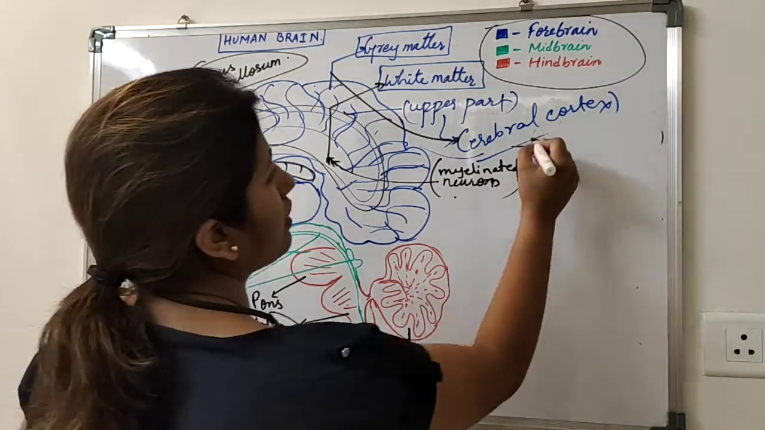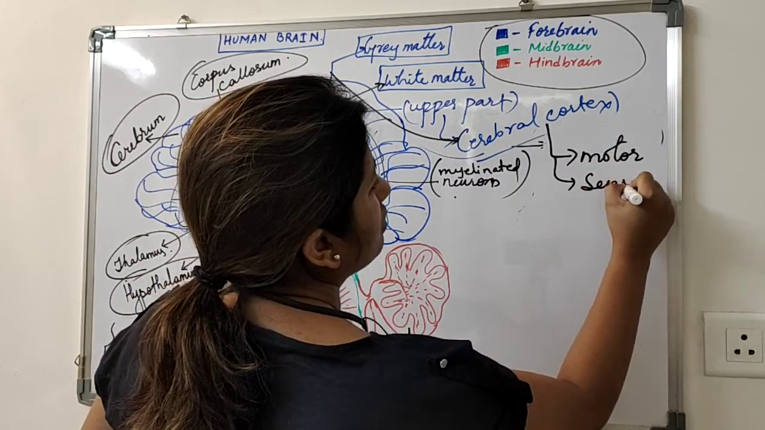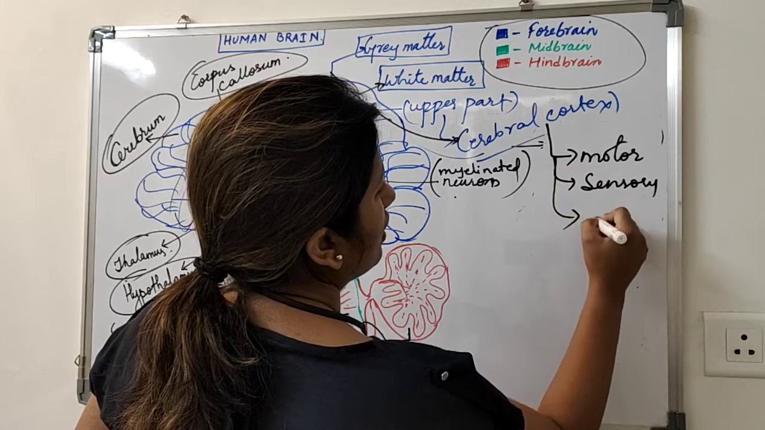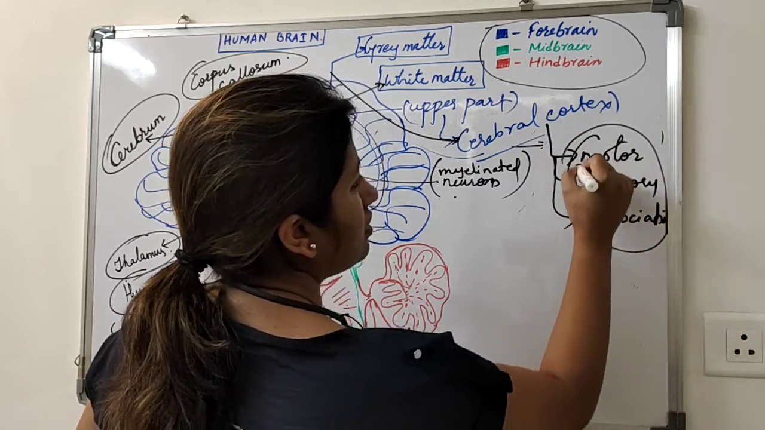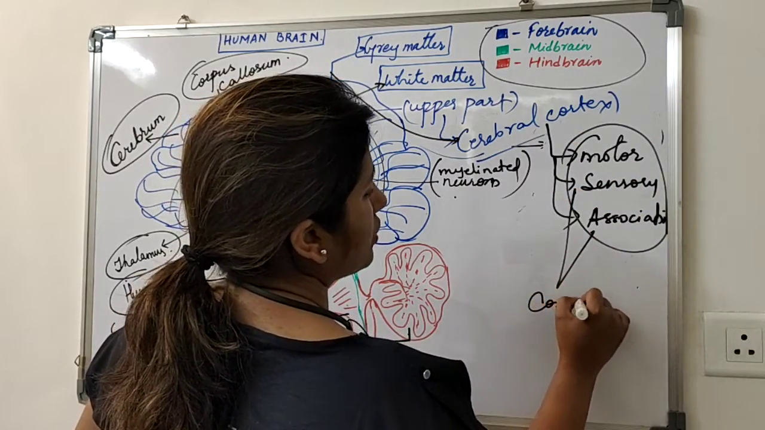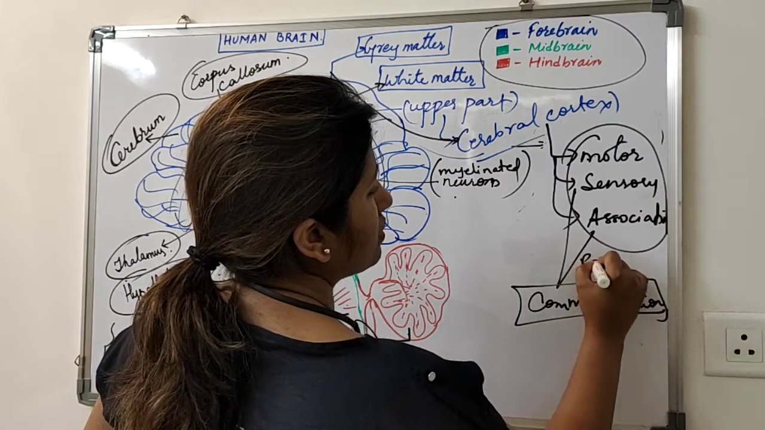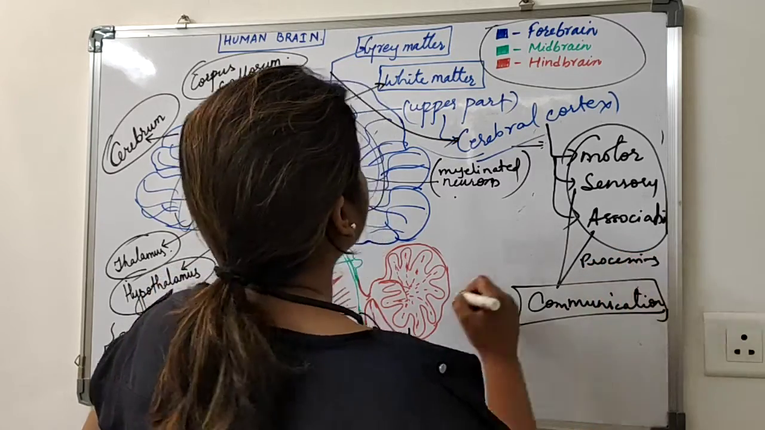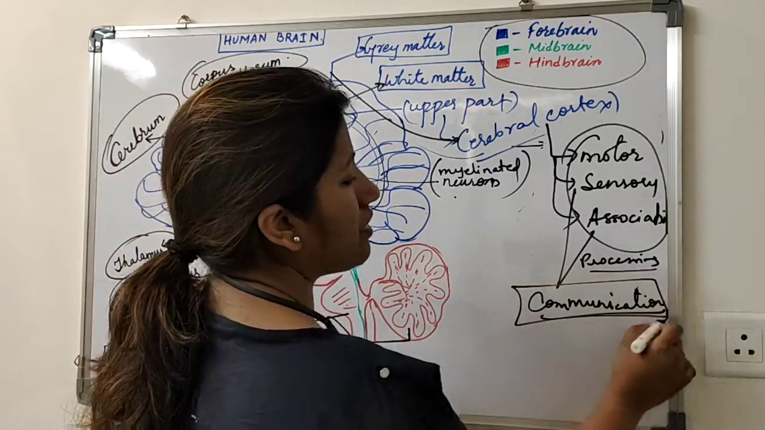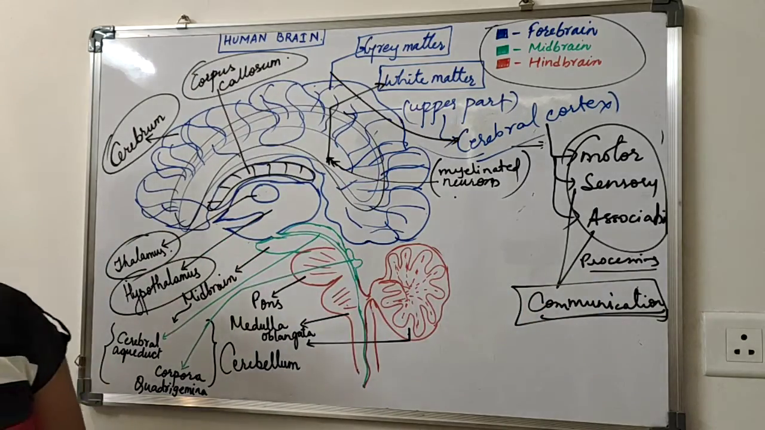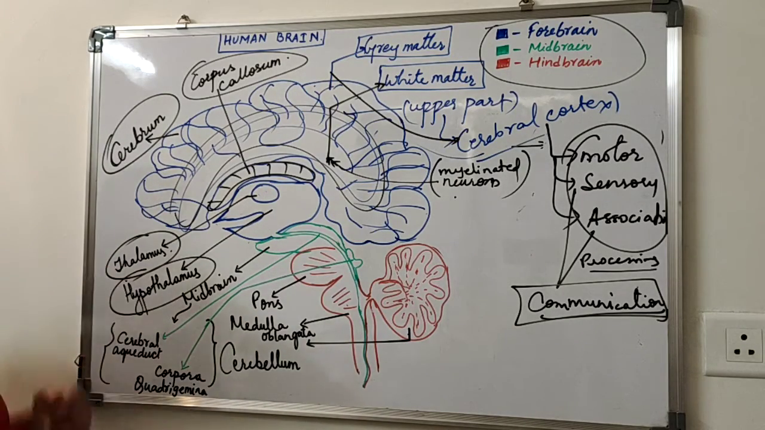Right? Motor areas, sensory area and association area. So these three areas together do the communication after processing. So mainly the cerebral part of the forebrain is for processing and communicating the information which comes to the brain. Okay. Next is the thalamus.